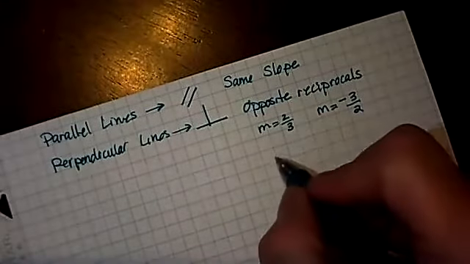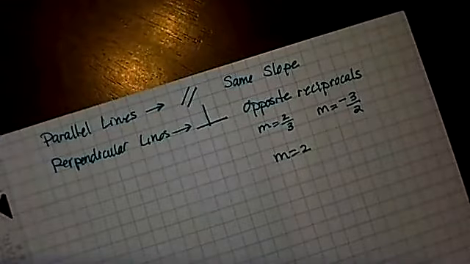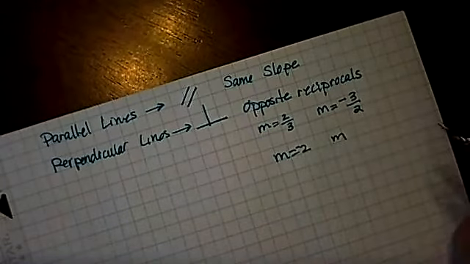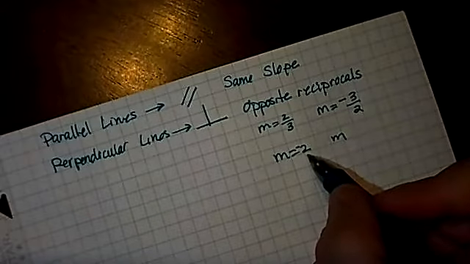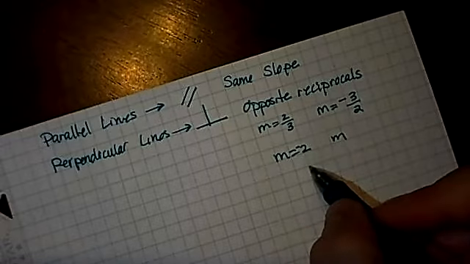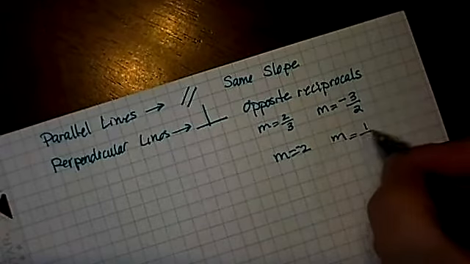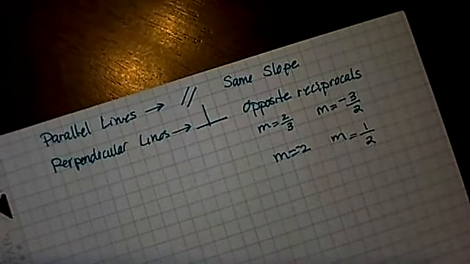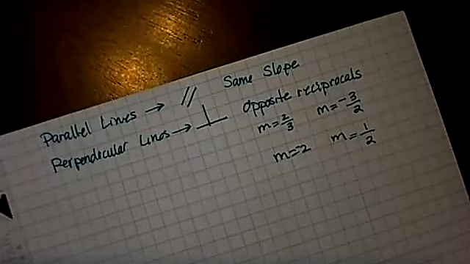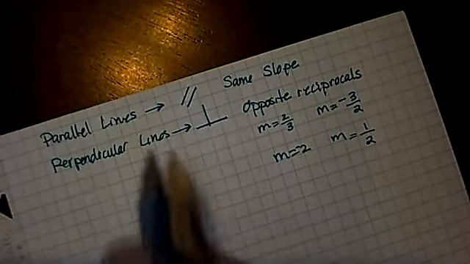Let's say I had m equals 2. What would that perpendicular slope be? Well, I'm going to change the sign, and it's going to be negative. How do I flip it if it's a whole number? Keep in mind, 2 is the same thing as 2/1. So all I do is flip it to 1/2, and the sign is opposite. So that's really the trickiest part in this, being sure you recognize the difference between parallel and perpendicular.